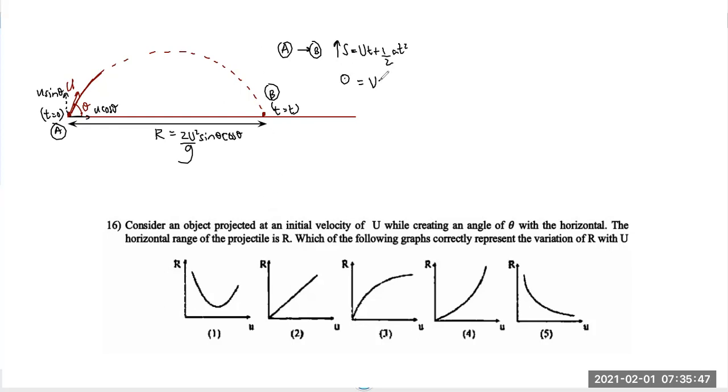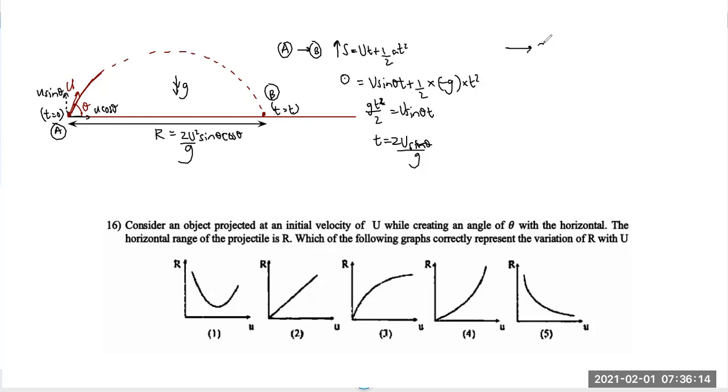Initial vertical velocity is u sine theta. Total time taken is t plus half into, we know there's only one acceleration which is going to influence this motion, that is gravitational acceleration, because we are ignoring air resistance. Right. So you take this to the other side, it's going to be gt squared by 2 equals u sine theta t. One of the t's can be cancelled out, and you will end up with t equals 2u sine theta divided by g. That is the equation for time.